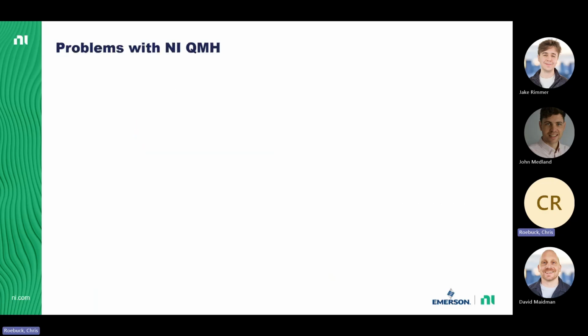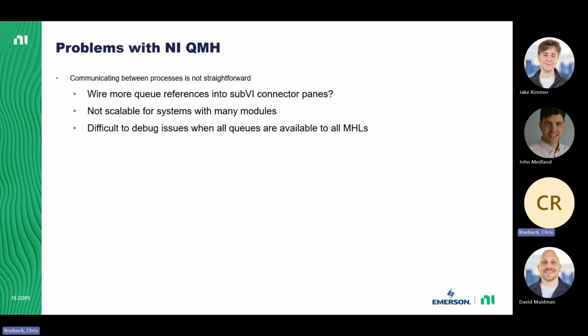So what's the problem with it then? Why do we not just all use NI QMH and be happy? Well, there's a few issues. Communicating between different QMHs is not straightforward. I said we want to have these different actors, these different modules, potentially multiple queued message handlers within our system. Maybe one for a camera, one for a logger, one for the UI, and communicating between them is not straightforward. So what we actually end up doing is wiring queue references via the sub-VI connector pane.